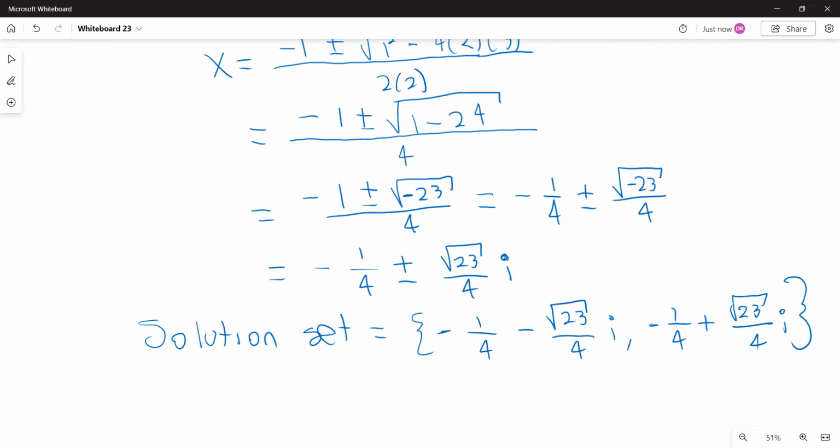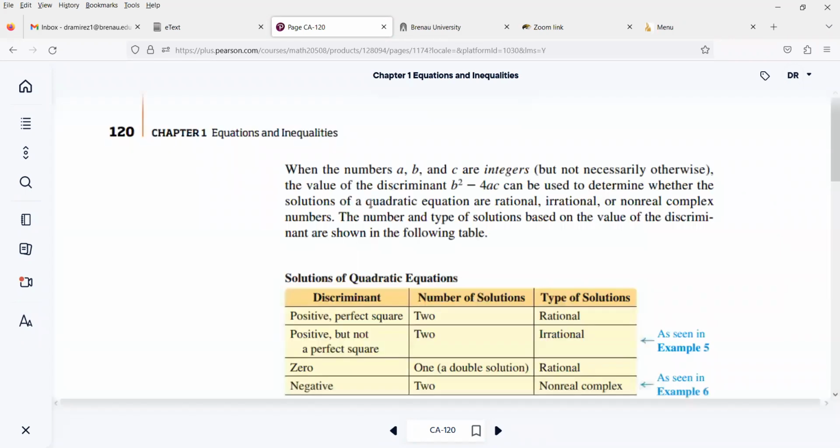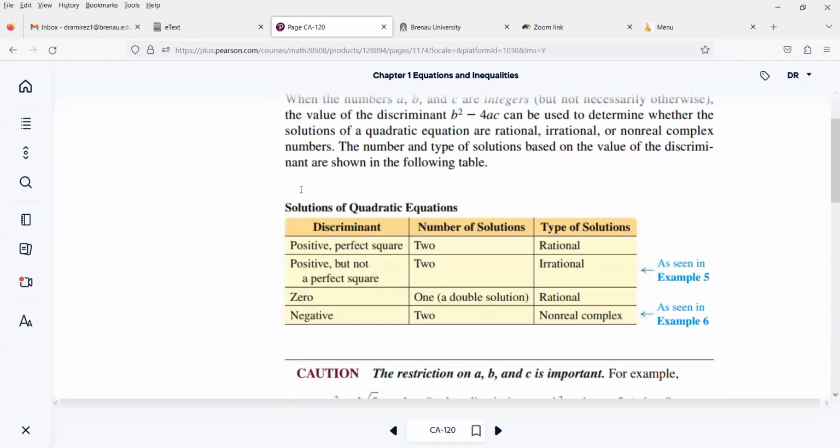And the last topic is the discriminant. That gives you important information about the number and type of solutions. Okay, so I'm going to read this. The quantity under the radical in the quadratic formula, b squared minus 4ac, is the discriminant. So whatever is under the square root is called the discriminant, and that can give you important information. So I'm going to copy this table.